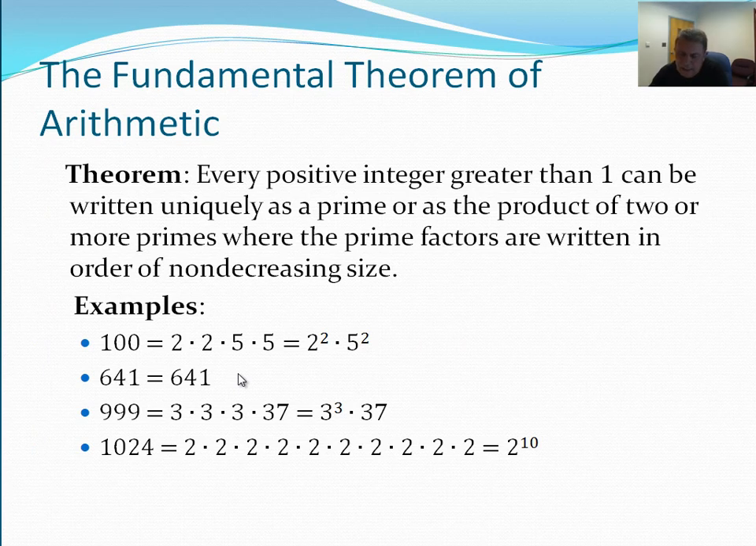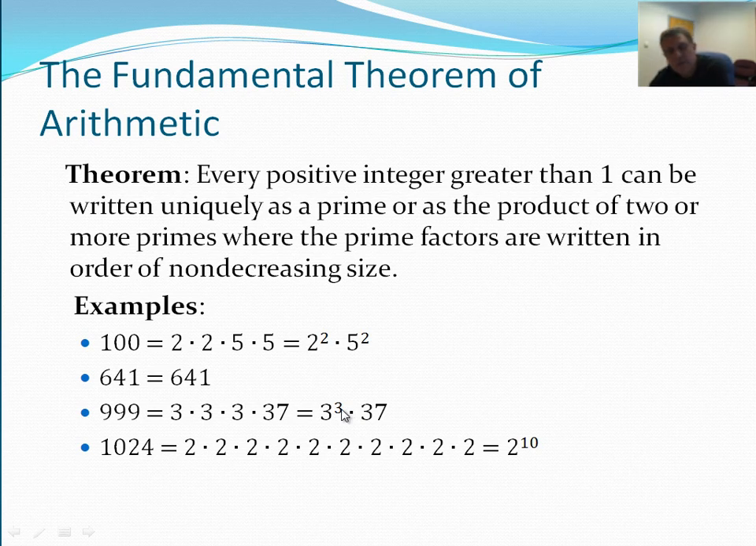On the other hand, 999 is a composite number, and when you divide it, we see it's not divisible by 2. We start from the smallest number. Then we go to 3. It's divisible by 3. You get 333. Divisible by 3. You get 111. It's divisible by 3. You get 37. So it is equal to 3 to the power of 3 times 37. 3 is a prime number and 37 is a prime number.